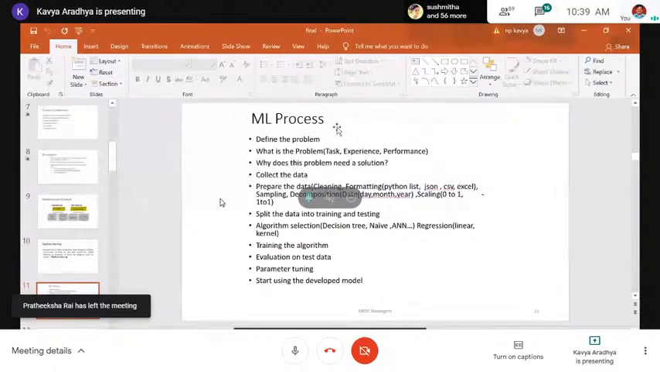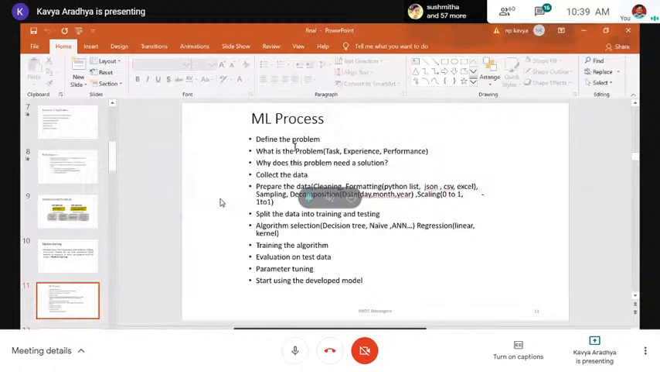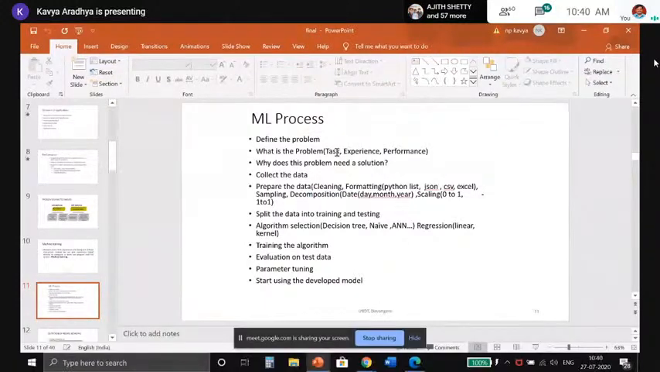To get into the ML process, the machine learning process will normally have the following things. First of all, you have to define the problem. Every problem has three parameters. The first one we call the task. Task means the problem definition: what is it that you want to do? You say, I want to predict whether it is going to rain today evening. That is my task. Or I want to find out how many iterations it will take for this robot to climb the wall, how many times it will fail and how many times it will succeed. That is a task.